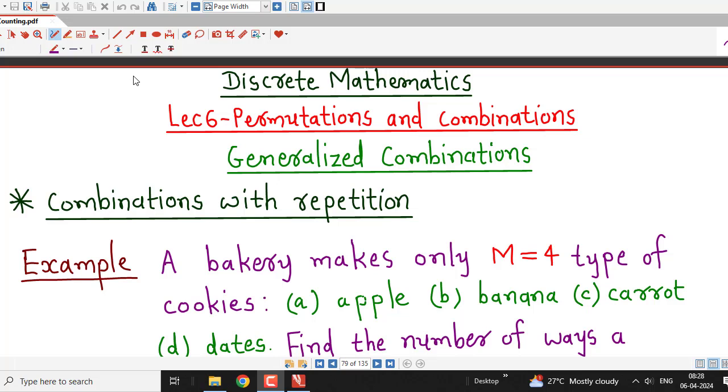Hello friends, I welcome you in lecture number 6 on permutations and combinations. In this lecture, we are going to talk about generalized combinations. We will see what are the ways of selecting combinations with repetitions.